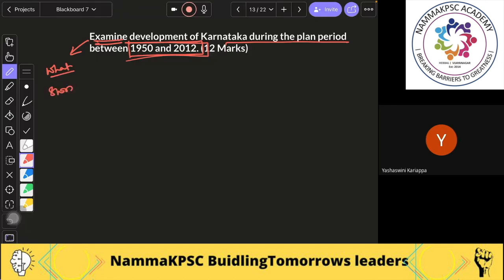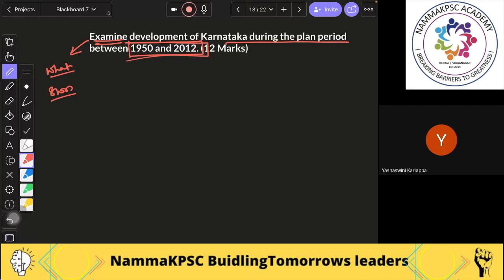If you know individual plans, what they did, etc., you can write it, or else you can write about it overall. So in the answer key, I have given you individually in different 5-year plans, first 5-year plan, second 5-year plan, third, what has happened. But if you are not aware of all that, at least the keywords, the key developments that took place between 1950 and 2012 under different plans, you should be able to write.